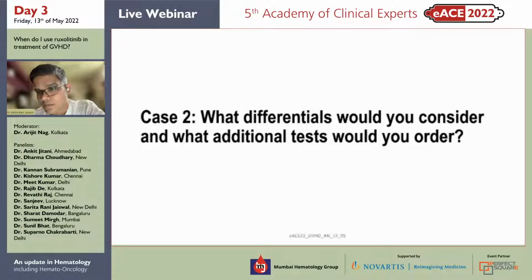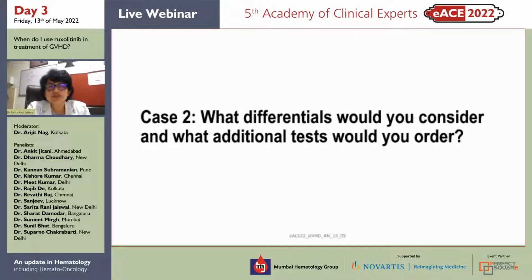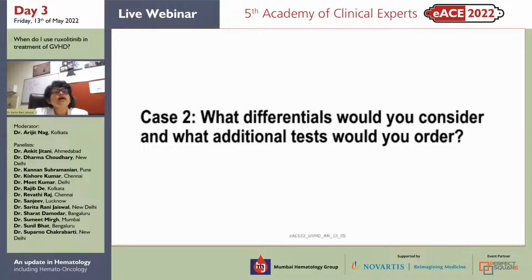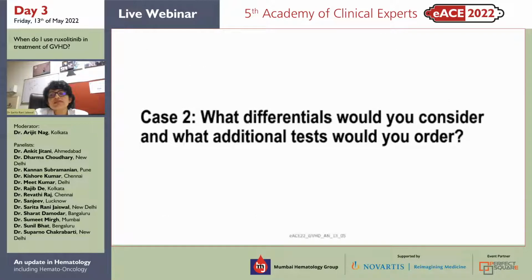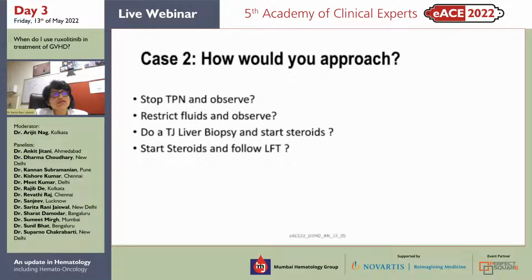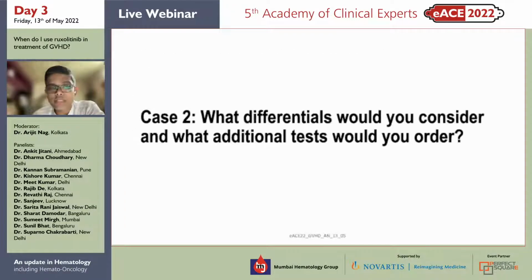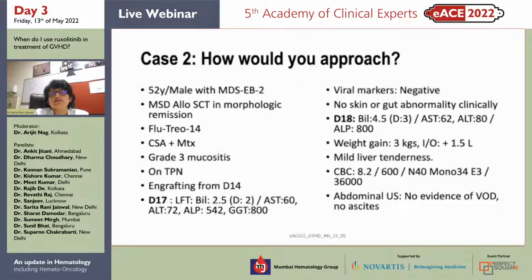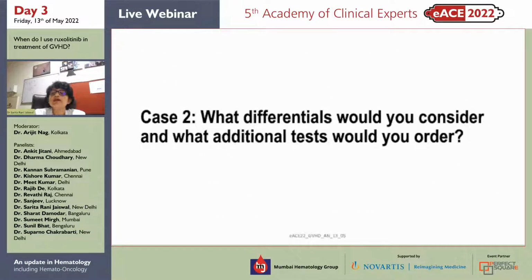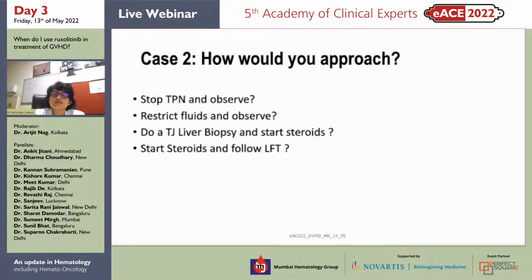Yeah, in this case, of course, you have excluded VOD, which is most commonly seen with a bilirubin of 4.5. So, of course, I'll go with steroid. I'll initiate steroid considering liver GVHD. I don't think there is diarrhea in this patient. You have not mentioned. No, there is no skin or gut abnormality, ma'am. So I'll start with steroid of 2 milligram in divided doses for the next 5 days.